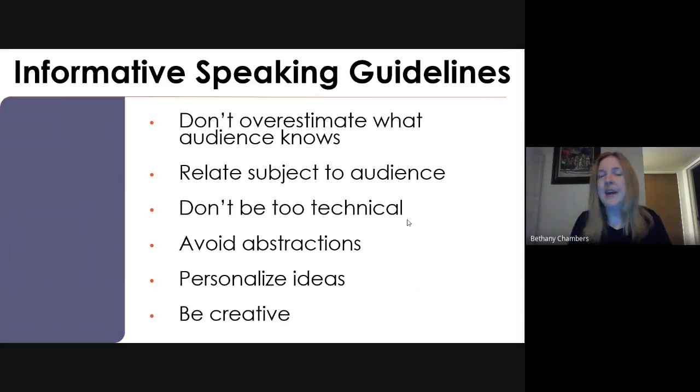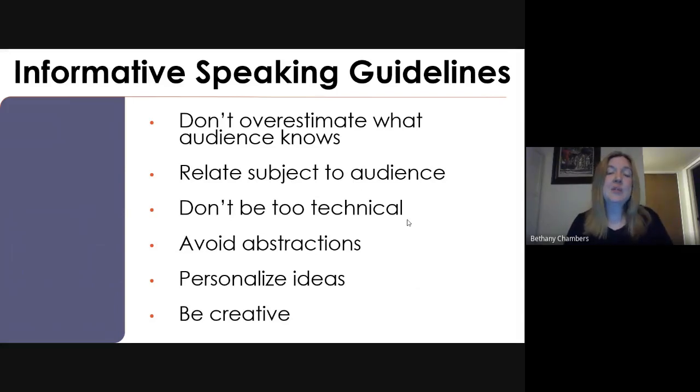You don't want to be vague, and you want to give very specific details and examples to help them understand what it is you're explaining to them. You want to try to relate the subject to the audience. So try to find a way of connecting with the people that are listening in terms of highlighting why they should be interested in finding out more information on the topic.